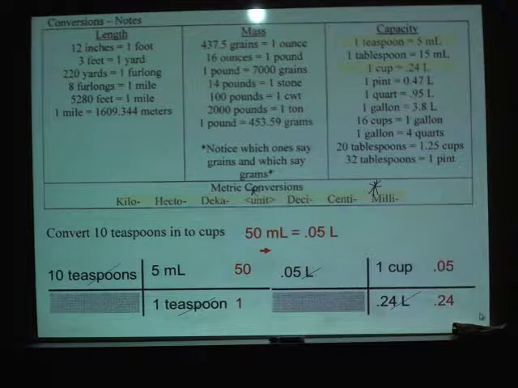I've got 0.05 times 1 on the top, 0.05, and 0.24 on the bottom. 0.05 divided by 0.24 is 0.2083. So 10 teaspoons, with a little bit of work and some handiness, find out that's 0.2083 cups.